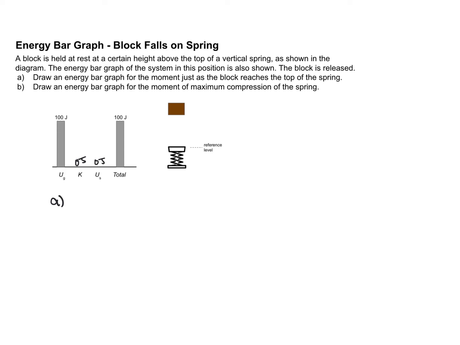So the block is raised at a certain elevation. The reference height is labeled right in the diagram. Okay, so there is going to be some positive amount of gravitational potential energy, and the graph says it's 100 joules. So add those three numbers together, the total is also 100.